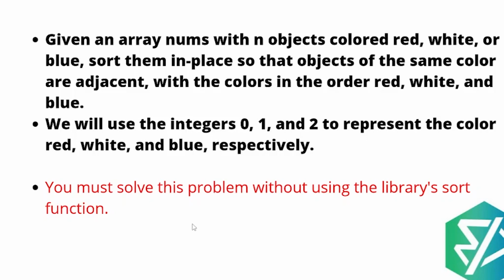This is a very tricky question, but if you apply proper logic to this, then it is not that tricky. You have been given an array named nums, and it has certain objects in it which represent the colors 0, 1 and 2, which means red, white or blue. You need to sort these objects in such a way that objects having the same color are adjacent, and that too in the same order: red, white and blue.